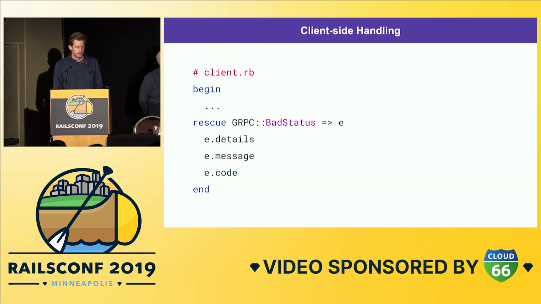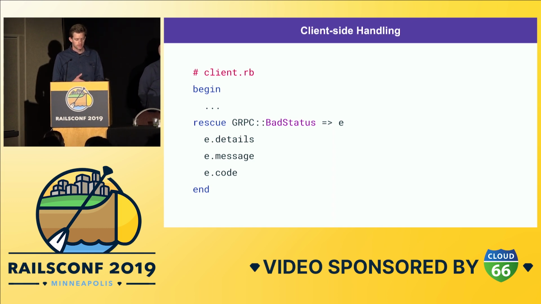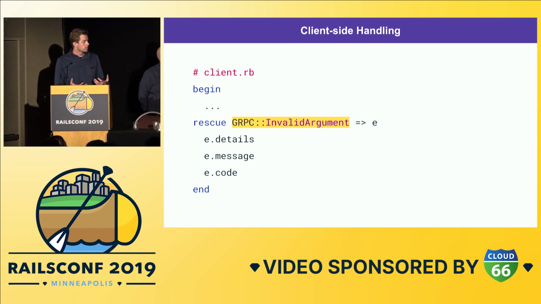So on the client side, this is going to look like you're just handling Ruby exceptions. So you can rescue gRPC bad status, and you can see details, which is actually going to be the error message that you've passed back. You'll get a message, which is a string representation of the code, and then you can see the integer code as well that's defined in gRPC. And in the auto-generated code, you get some additional nice-to-haves like subclassed versions of the different errors. So you can rescue for gRPC invalid argument specifically and handle that differently than another type of status error.